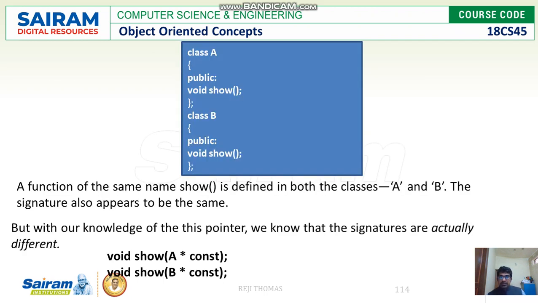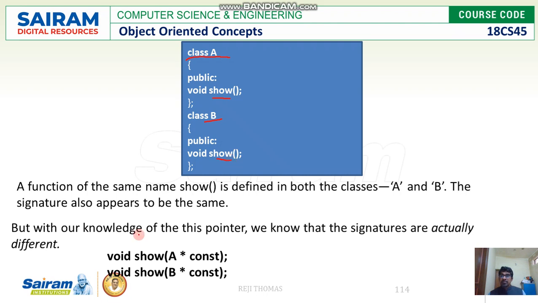So let me explain the definitions we have seen already, again. Now let us see two different classes with the same function name. Look at this: we have a class A which has got a function called show, and we have a class B, and even this has got a function called show. Two different classes with the same function name.